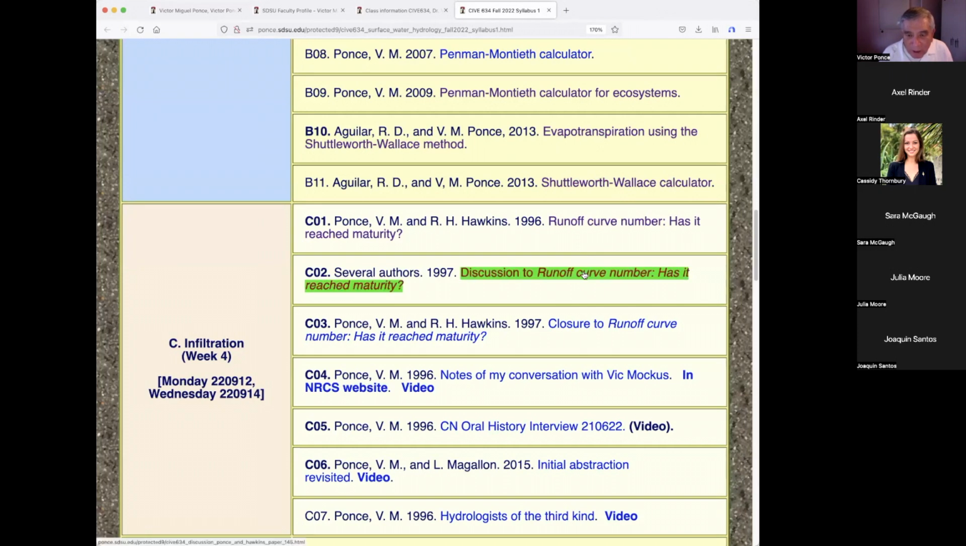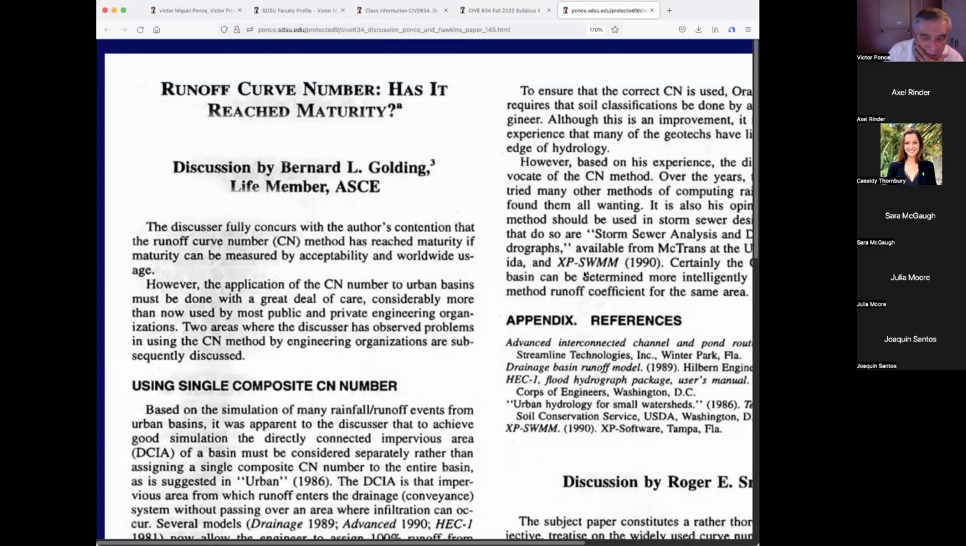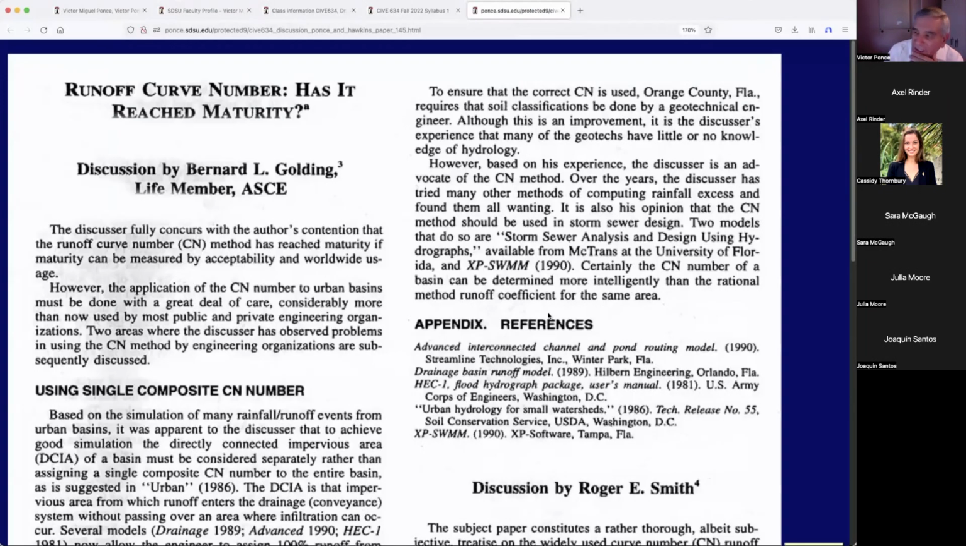So that's what I would like to say at this point about the runoff curve number. And what I'm going to do in here is go to the discussions, and I'm going to briefly show you a flavor of what can be said in a discussion.